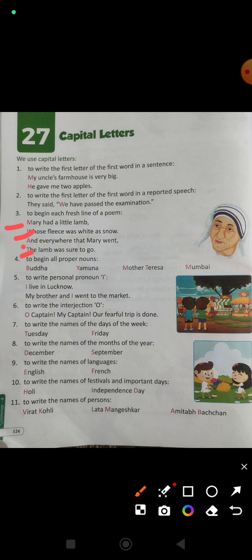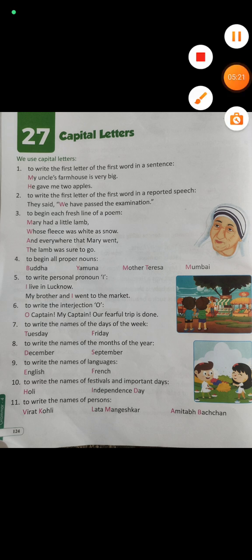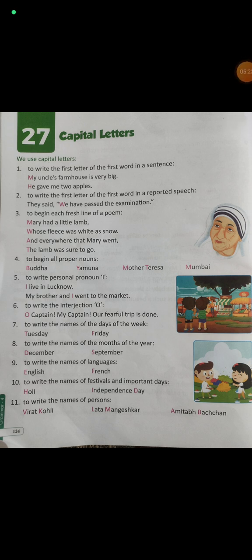So when we write a poem, always begin with a capital letter. Always begin with a capital letter each fresh line of a poem. Yeah, so the third rule is when you write a poem, always begin with a capital letter each fresh line of a poem.